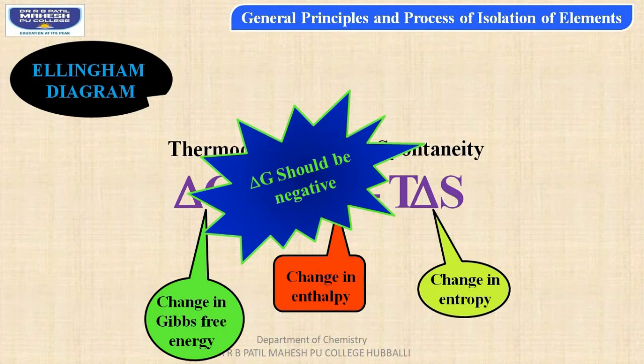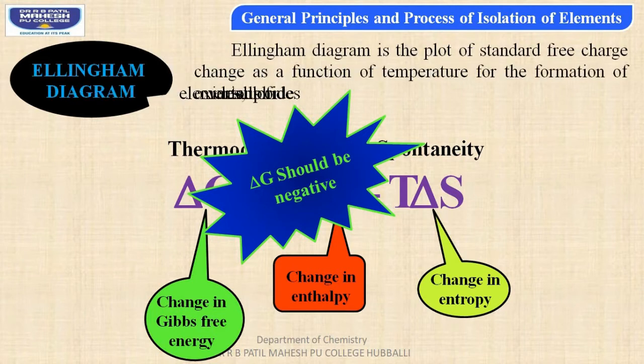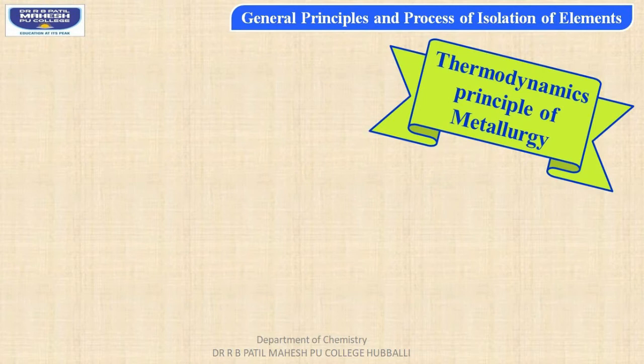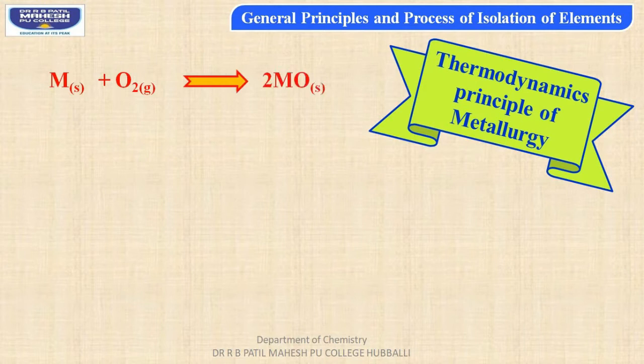Now let us understand the Ellingham diagram. It is the plot of standard free energy change as a function of temperature for the formation of oxides, chlorides or sulfides of various elements. Let us understand the thermodynamic principle of metallurgy by an example. When metal M in solid state is reacted with oxygen vapors, it forms metallic oxide in the solid state.